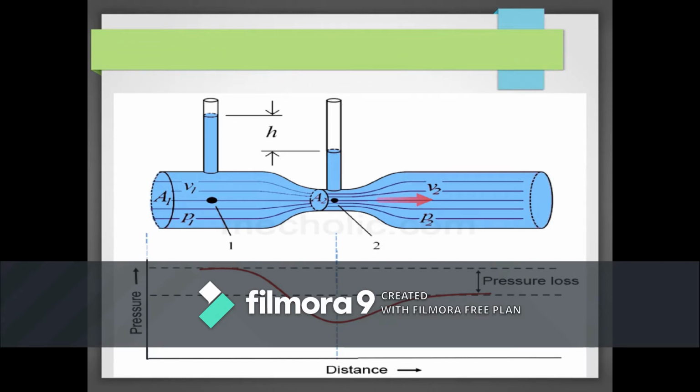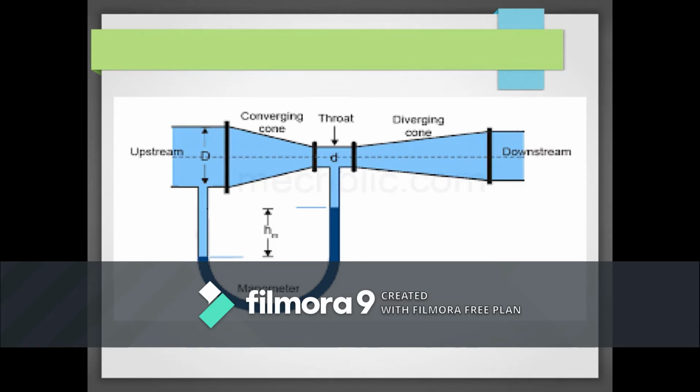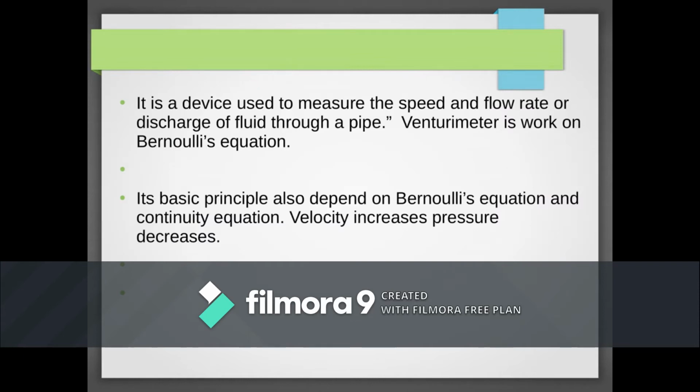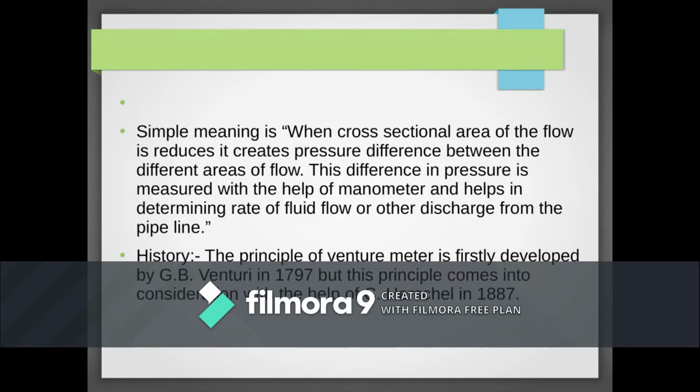Bernoulli's principle states that as the area of the cross section of a pipe increases, the pressure increases. If the pressure increases, the velocity of the fluid which flows through the pipe decreases. So based upon this, the venturimeter works.